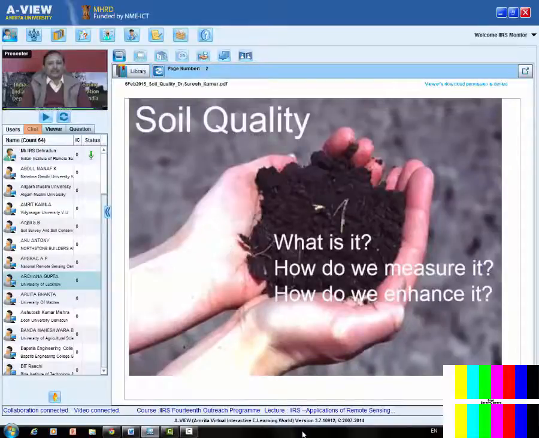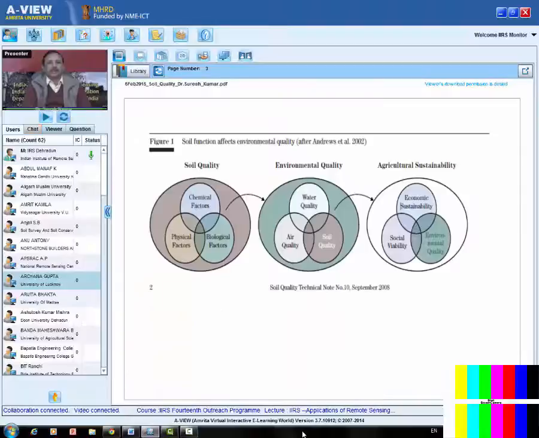So related to the soil quality, we would like to know what it is, how do we measure it, and how do we enhance it. But we are not covering how to enhance it, and are restricting our lecture to what the soil quality is and how we can assess this quality.